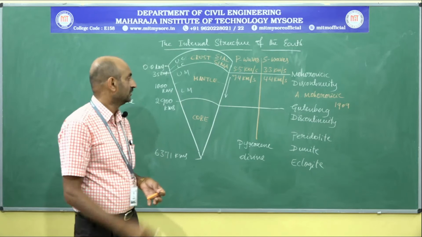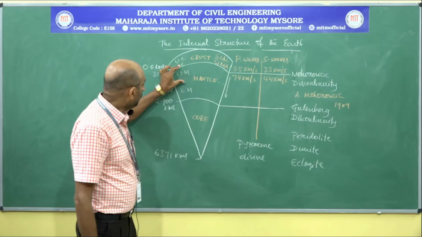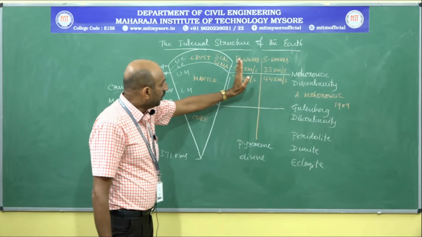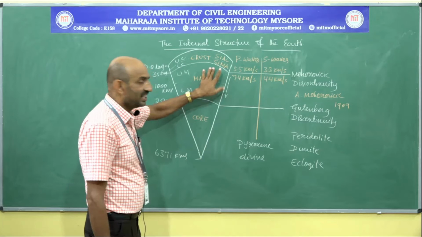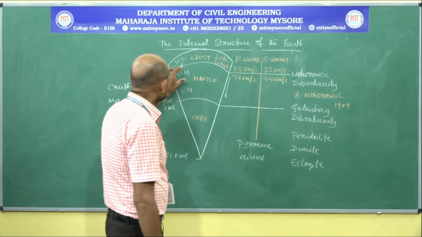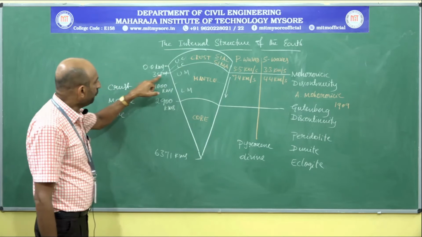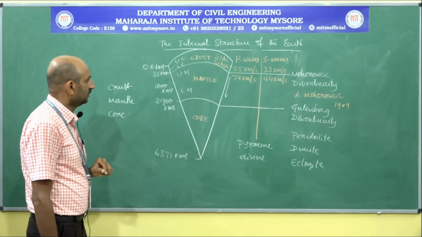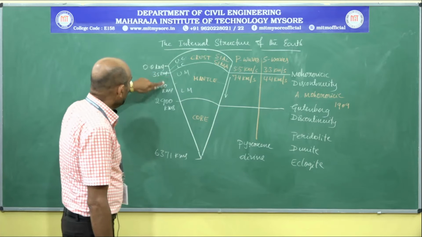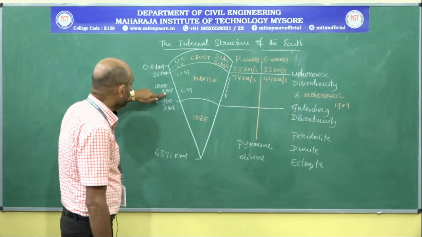This uppermost portion of the upper mantle is semi-solid in state. The velocity of the waves will be decreased at this region. That's why it is called the low velocity zone. This mantle extends from the depth of 35 kilometers to a depth of 1,000 kilometers. It is also called the asthenosphere.